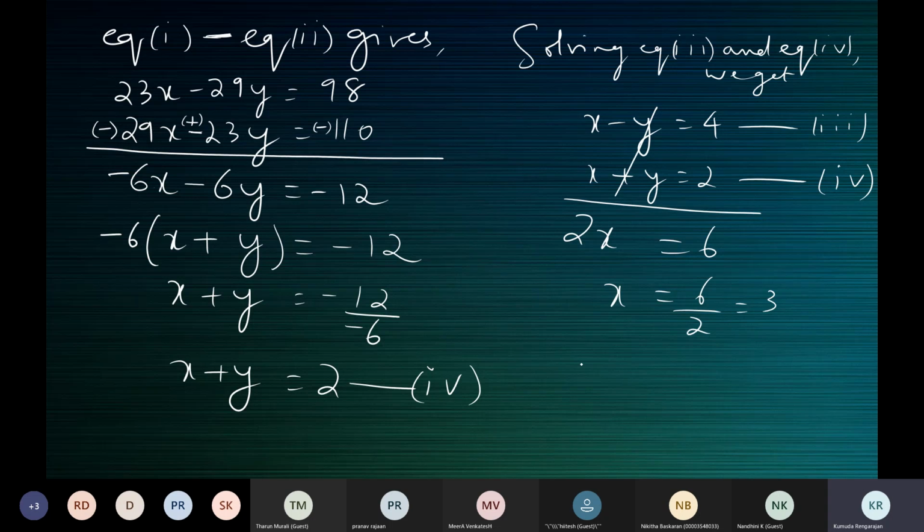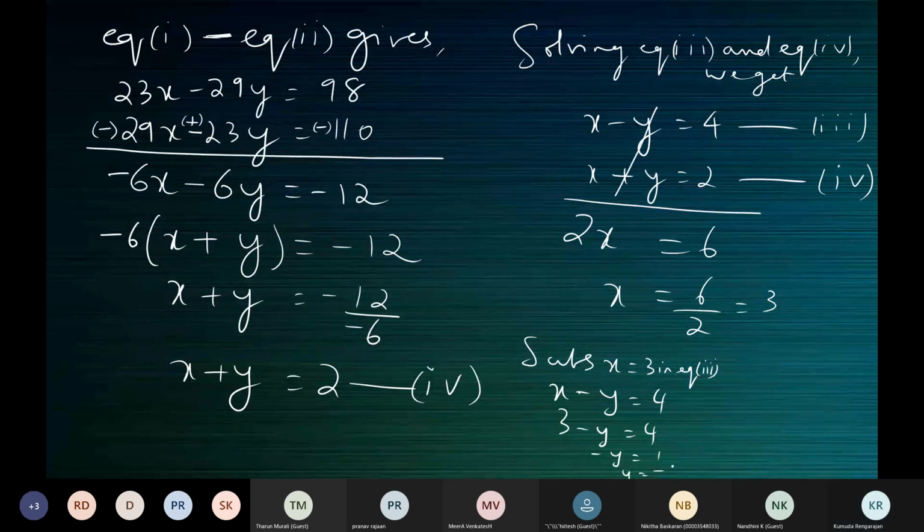How will we find the value of y now? You can cancel x also, or you can substitute. Substitute x is equal to 3 in equation 3 or 4, any one equation. So this is equation 3, x minus y is equal to 4. So 3 minus y is equal to 4. Minus y is equal to 1, or y is equal to minus 1. So the solution set is 3 comma minus 1.